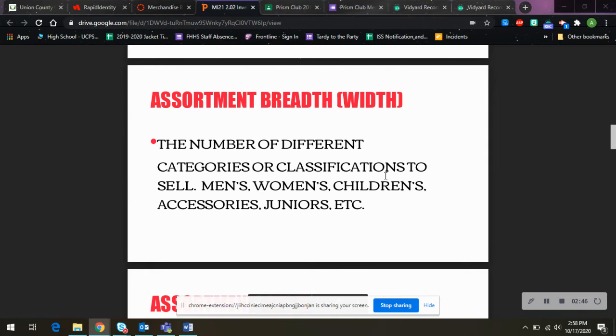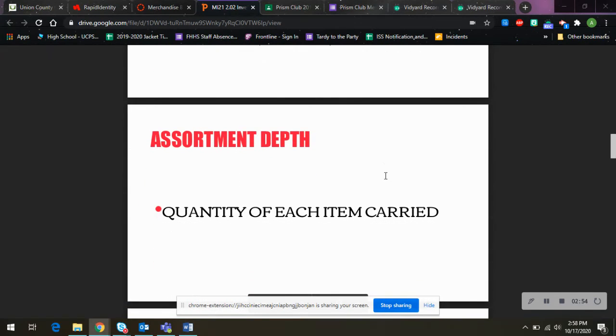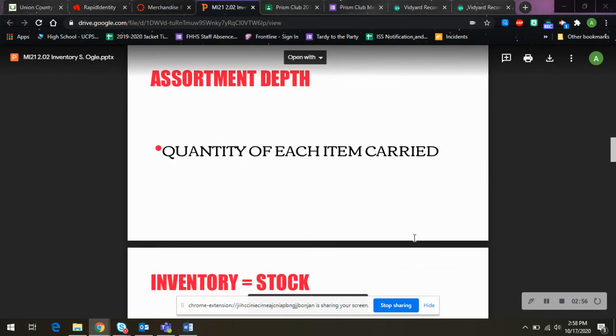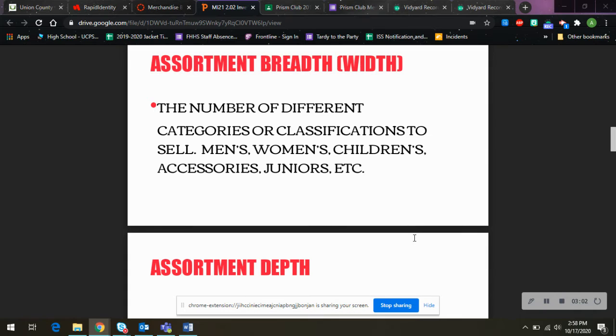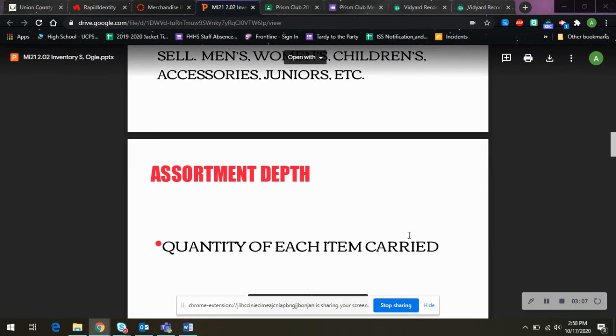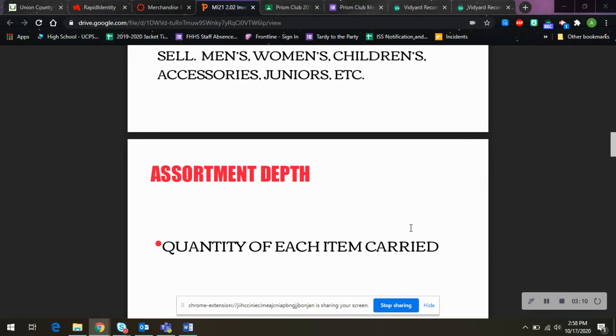Okay, so your assortment width is the number of different categories or classifications to sell: men's, women's, children's, accessories, juniors, etc. And the assortment depth is the quantity of each item carried. So assortment width is how many categories there actually are, and the assortment depth is the quantity of each item that is carried in those different classifications. So if you walk into a Belks, they're going to have a men's section, an accessory section, a junior section, a women's section. And you can walk in there and see which one is more prominent. That's what they're selling more of, if that makes sense.